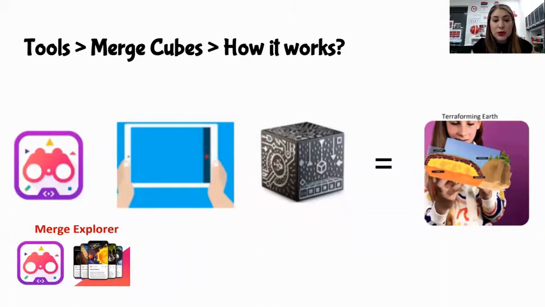So I'm going to quickly go over a couple of these and give you some examples of what this might look like. The Merge Cube is a small foam cube. It's got a variety of codes superimposed on each side of the cube. The student will use an app called Merge Explorer, scan the cube with the app, and then a digital experience will be superimposed on the cube, and the student will get to hold the digital experience in the hand, like our Terraforming Earth example over here.